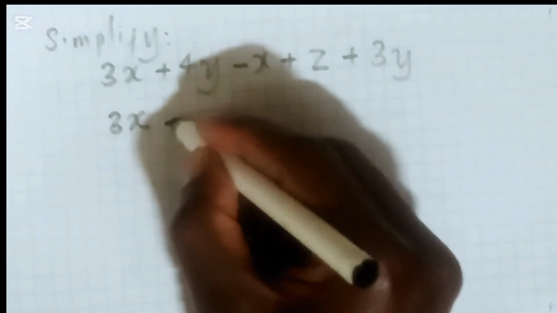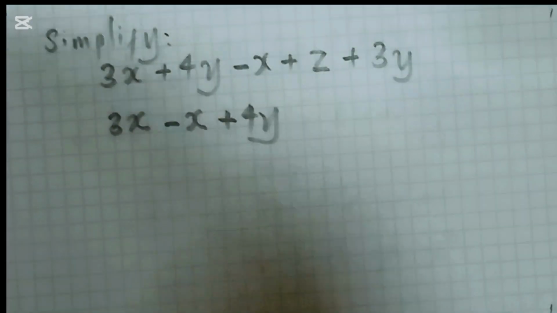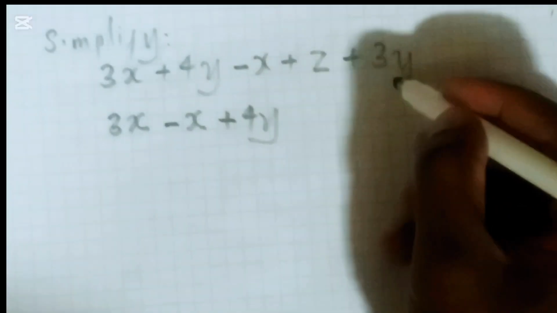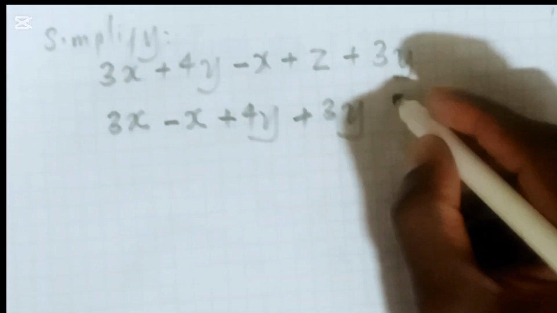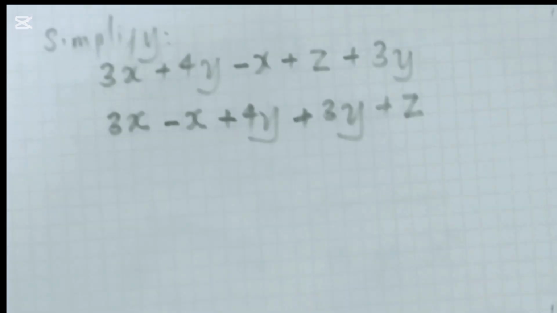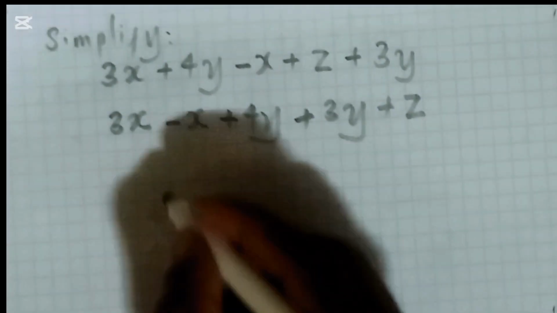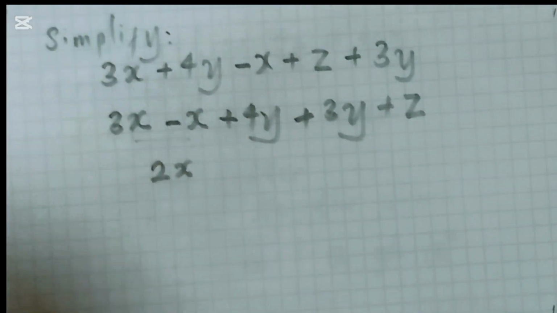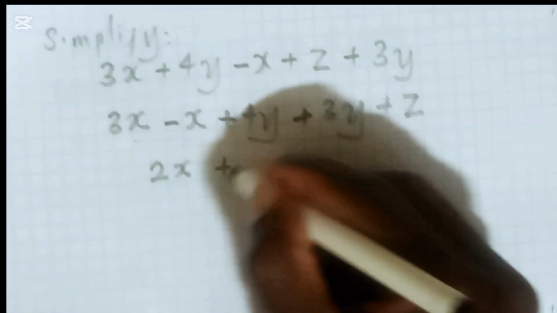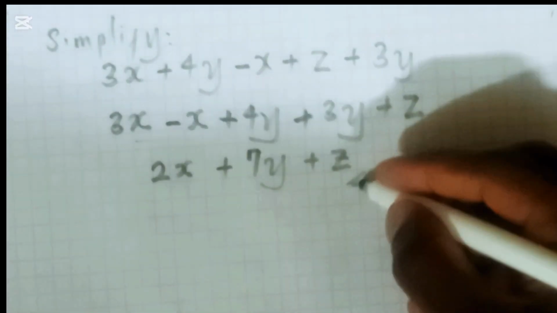All right, so we'll have 3x minus x, plus 4y. 4y is the same like term as 3y, so we'll pair them together, plus 3y, plus z. Now that we have the like terms together, we are going to add and subtract where we have to. 3x minus x will give us 2x, and 4y plus 3y will give us 7y, plus z. And that will be it for this problem.